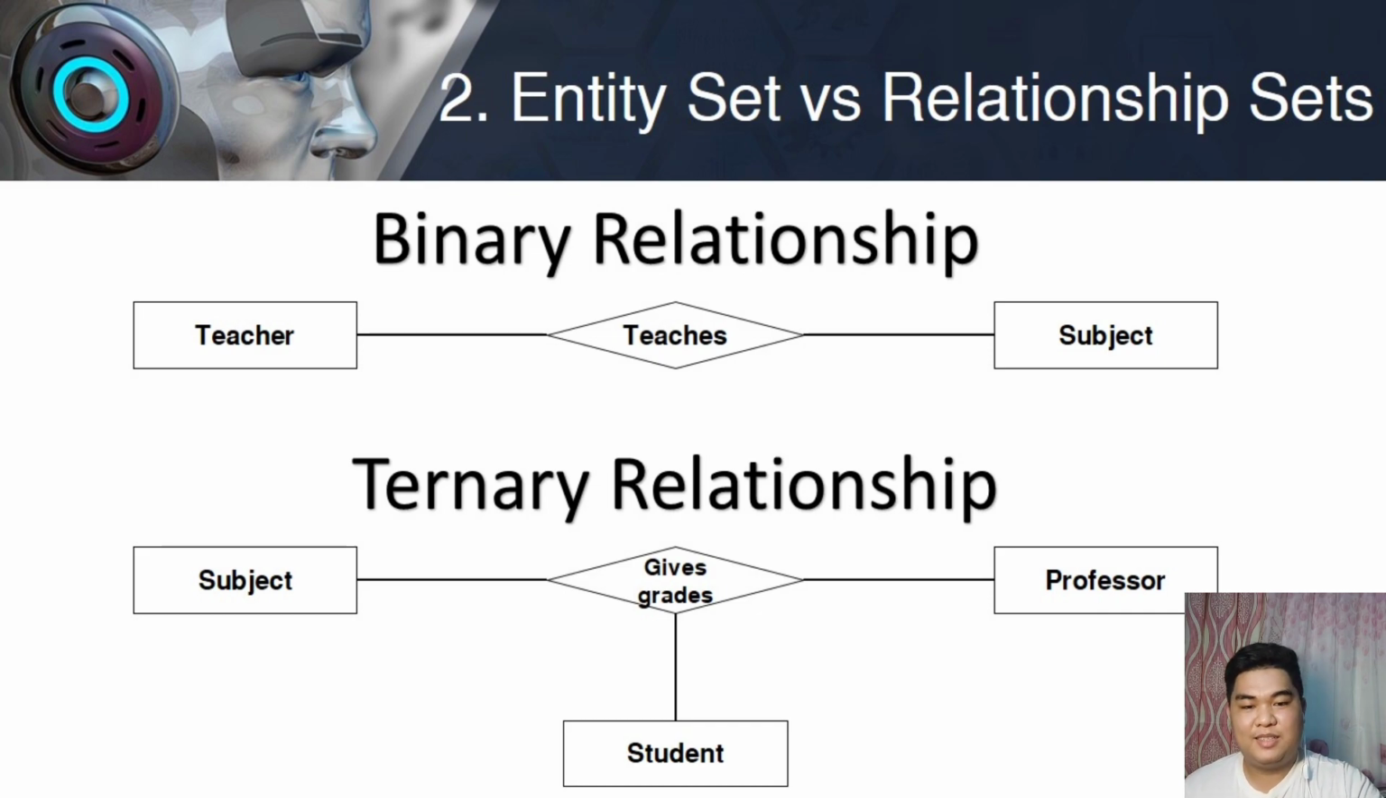So, the binary relationship is when two entities participate. Yun nga, isa sa sinabi ko kanina, and is the most common relationship degree. And the ternary relationship is when three entities participate in the relationship. Ayun nga, yun sa tatlo. Makikita nyo yung tatlong rectangle: yung subject, student, professor. Basta tatandaan nyo lang, pagka halimbawang rectangle, it deals with the entity.